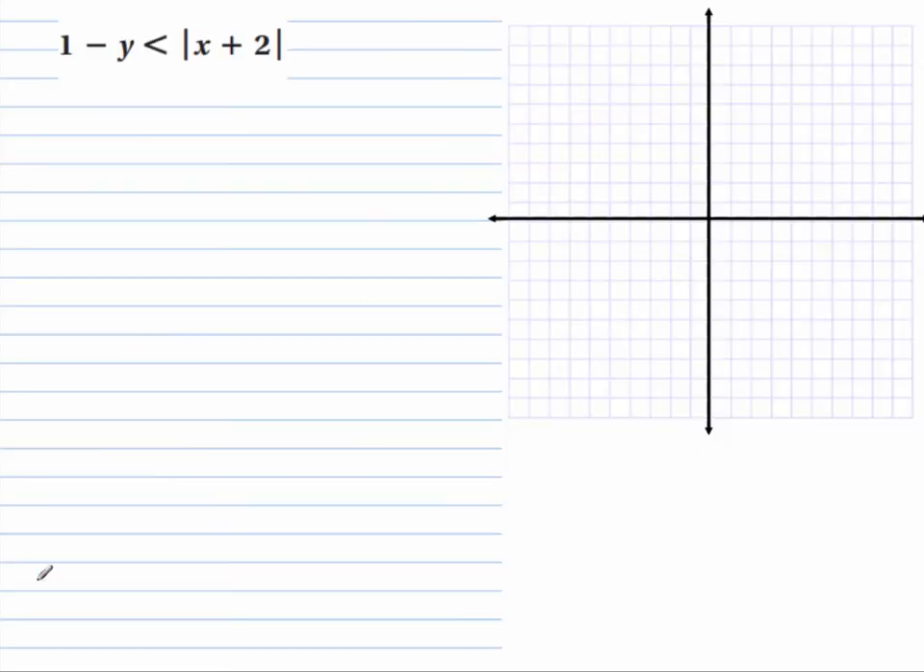Let's try one. Suppose I have 1 minus y is less than the absolute value of x plus 2. Well, the first thing I want to do is to solve this. Now, the first thing I note is I'm going to need a dashed line when I graph it. So I'm going to write that up there to remind myself. So let me solve this for y. Let me subtract 1 from both sides. So minus y is less than the absolute value of x plus 2 minus 1.